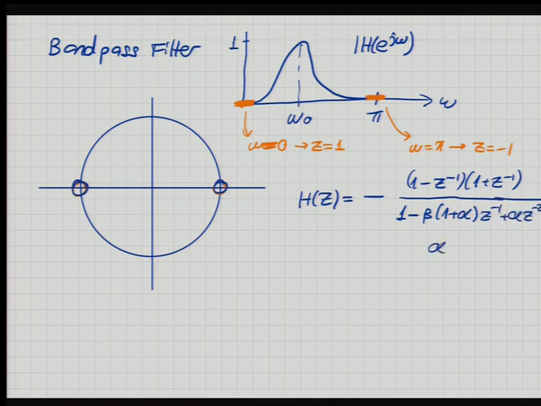Where alpha is cosine omega 0. And omega 0, remember, is the frequency we want to pass. So the only thing that's left to do is to determine the coefficient here. To do that, the constraint is we have to set z equal to e to the j omega naught, and we want to get 1 in the magnitude.